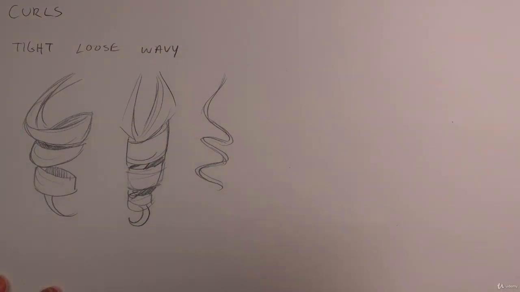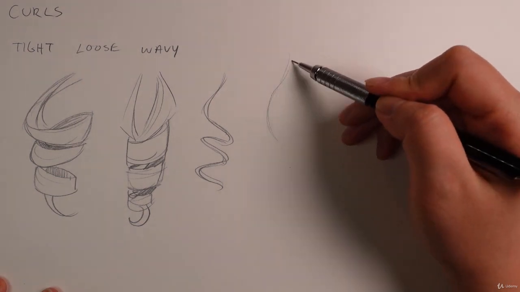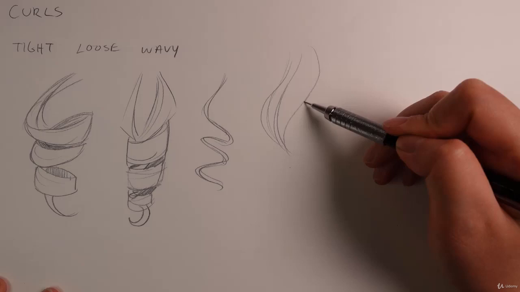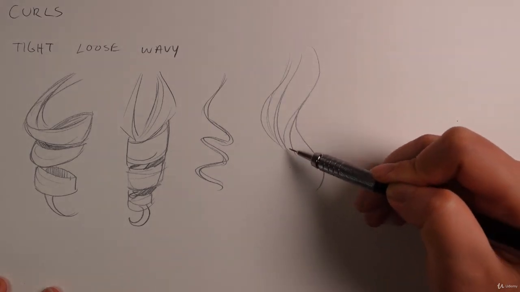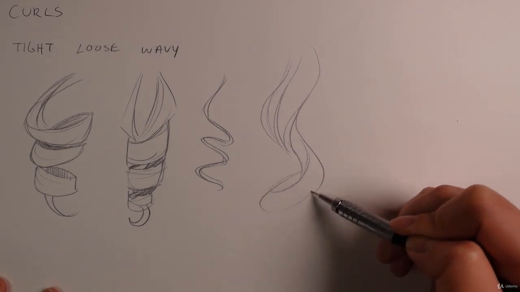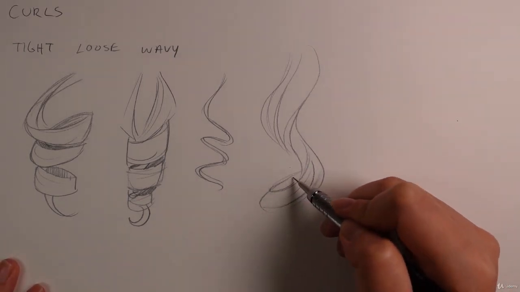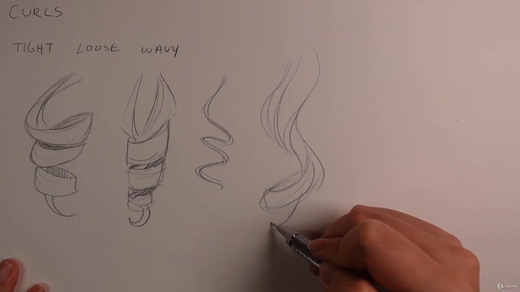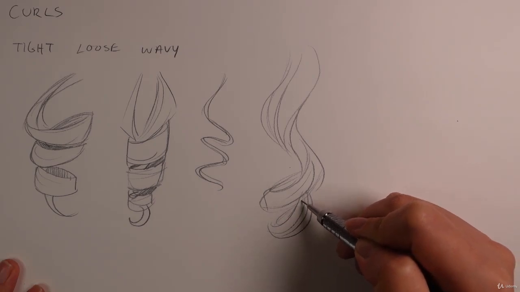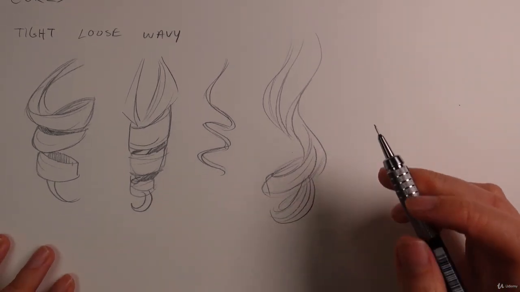Loose curls are generally kind of close to a wavy feel, but you would want to first start off with a wavy hair first. And then as it starts curling, what you want to do is just loosely turn these into loops. So notice how light I'm going with my lines, and it's not as tight or not as cylindrical as this variation. It's actually a lot looser.